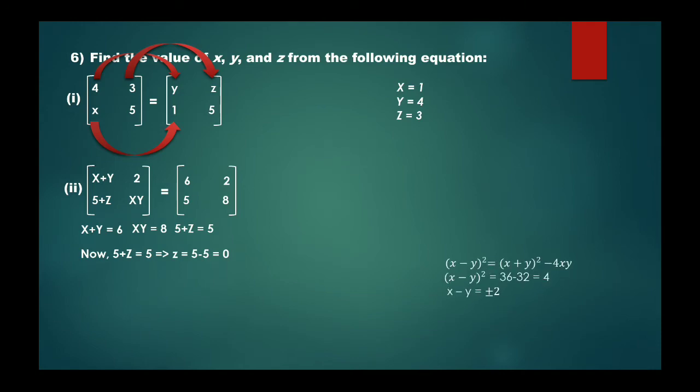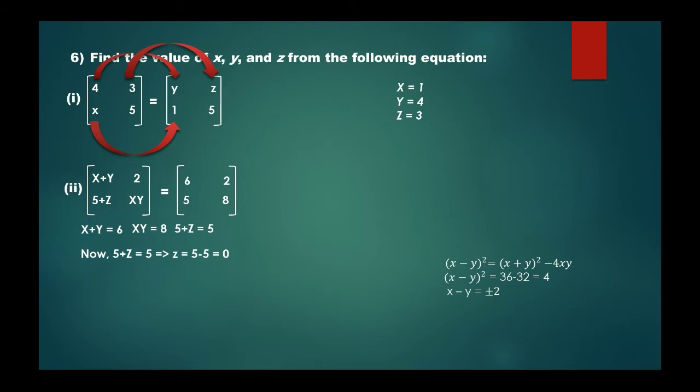Now let's solve for the next part, since we need x minus y. You guys know the formula: x minus y the whole square is equal to x plus y the whole square minus 4xy. So let's substitute this. We have x plus y as 6, right? So x minus y the whole square is equal to 6 squared minus 4xy. Our xy is 8, so 4 into 8 is 32, and 6 squared is 36. So x minus y the whole square is equal to 36 minus 32, that's equal to 4.